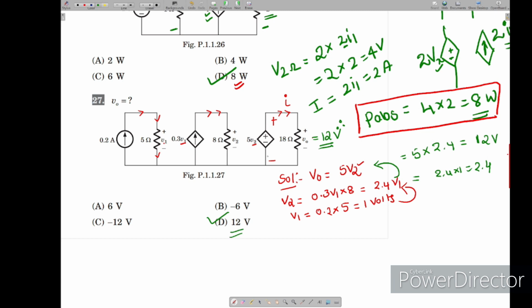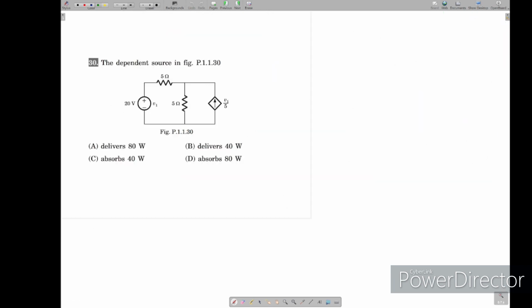Mainly here my focus is, if you see the unknown control variable, how you will get that. For these two questions, my main intention is how you find the unknown control variable. Yeah, we'll go to the other question.